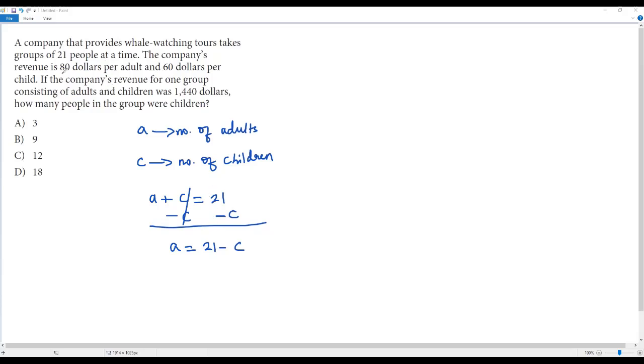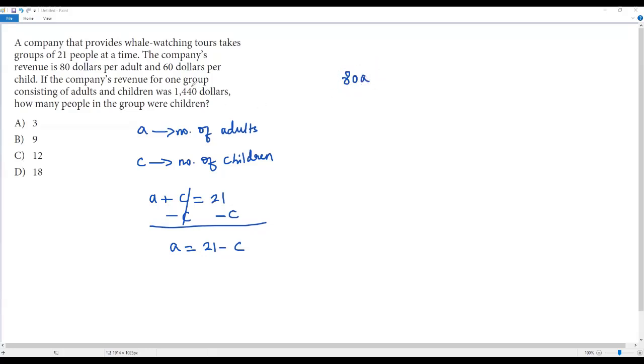The company's revenue is $80 per adult. That is, the company's revenue is $80 for one adult. So how many adults are there? There are A adults. So if the company's revenue is $80 for one adult, then what is the revenue for A adults? We have to multiply the company's revenue for one adult by the number of adults, then we get 80A. So this 80A represents the company's revenue for A adults.